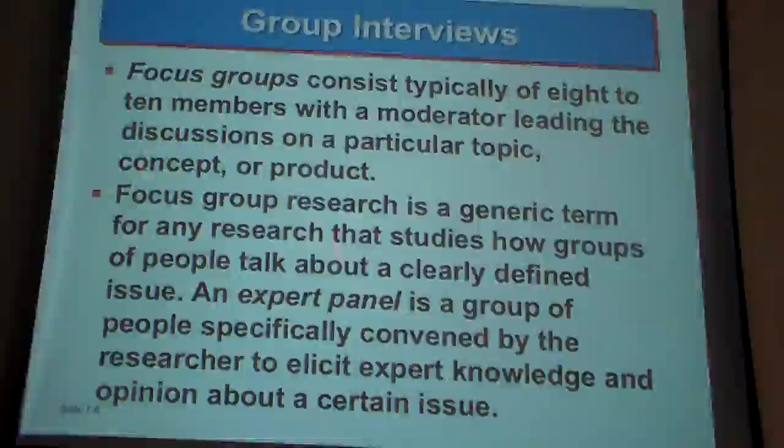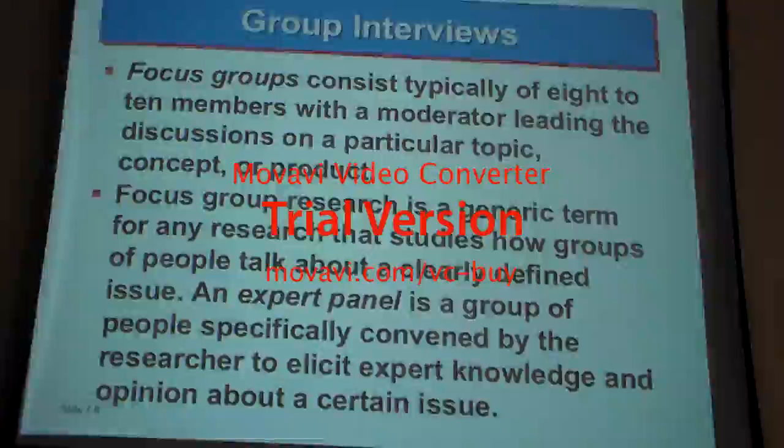And from their opinion, he can conclude something or say something. But all these things, focus group and expert panel, are more for social sciences.